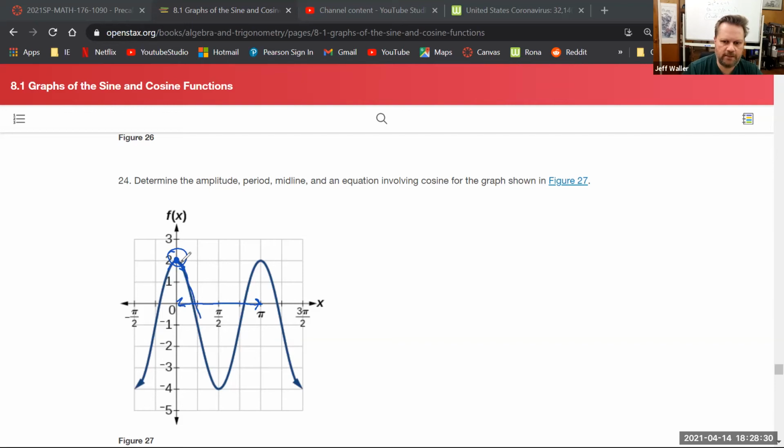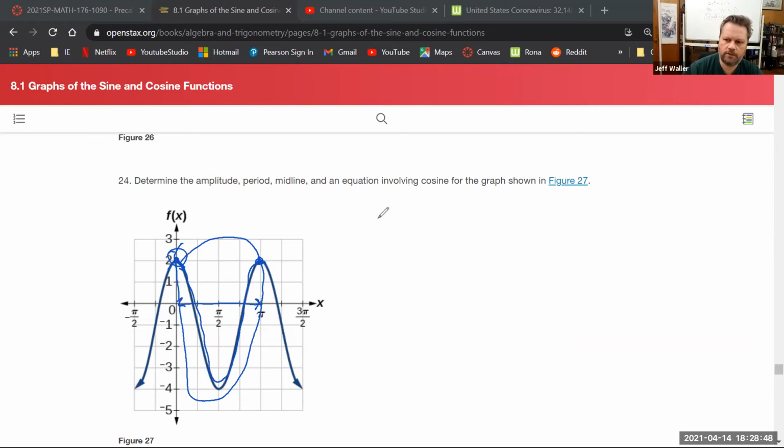That's how long it takes until it's doing the exact same thing at the exact same place. Until it begins to repeat. And then it's just the same picture repeating over and over. So how does the period relate to the equation?